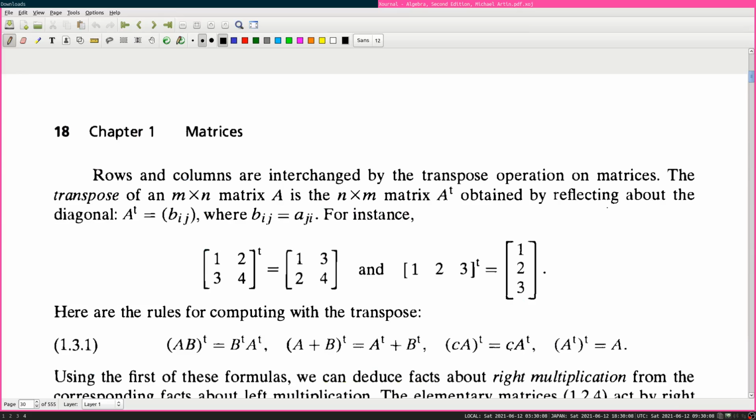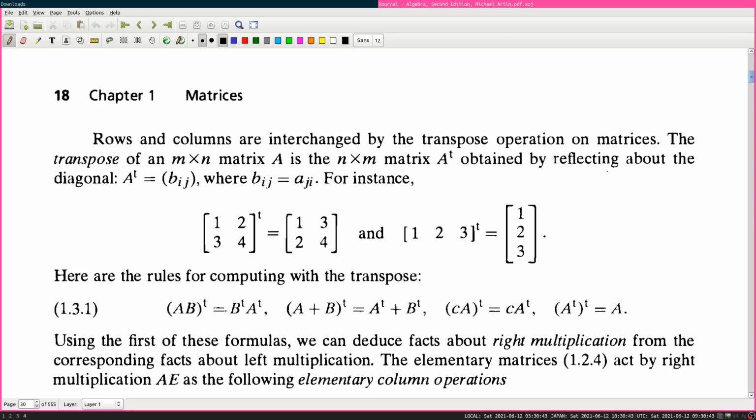The transpose of an m by n matrix A is an n by m matrix. Notice that the dimensions flip, so m times n becomes n times m. Matrix A transpose, that's how you read A to the T, is obtained by reflecting about the diagonal. A transpose equals B, where B_ij equals A_ji. For instance, the matrix [1 2; 3 4] transposed equals [1 3; 2 4]. You reflect around the main diagonal. And the row vector (1, 2, 3) transposed is a column vector (1, 2, 3).